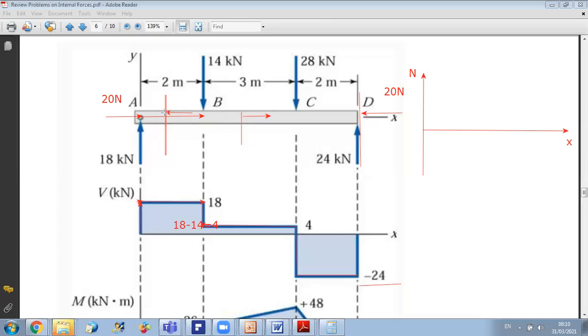this. It will be a negative reaction, because N is counted positive when it causes tension to the structure. So when you put the convention for N, you will put it like this, but when you write the sum of forces in x, you will get N plus 20 equal to 0. So N is equal to minus 20. This will be the case everywhere in your beam, because at any cut, I have only the force from the side A. So if you want to represent N, it will be like this.